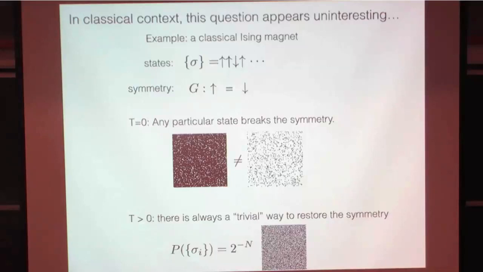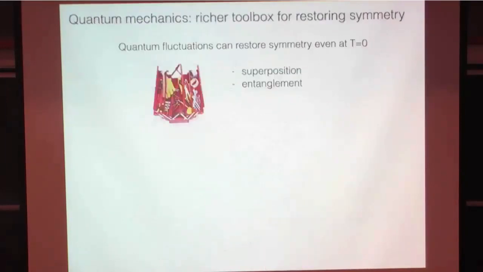Now, in this case, there's always a simple and obvious way to form a symmetric probability distribution, and that's just to make every single spin configuration equally likely. So this restores the symmetry, but there's nothing particularly interesting that the correlations have to do in this situation. But in quantum mechanics, it's quite different because we have a richer set of ways we can actually restore symmetries, and that's using quantum fluctuations.